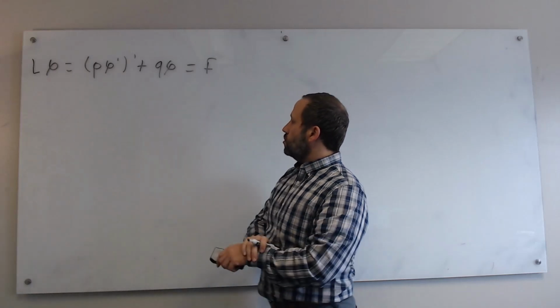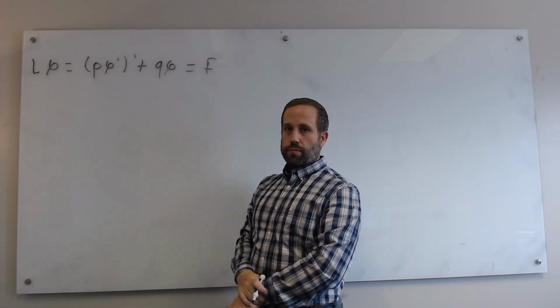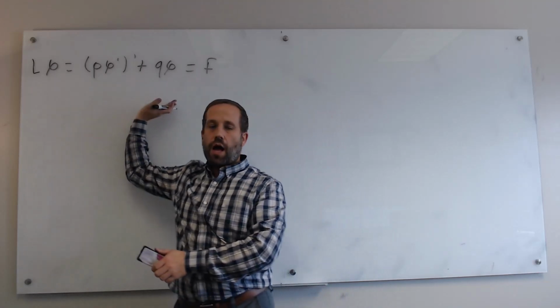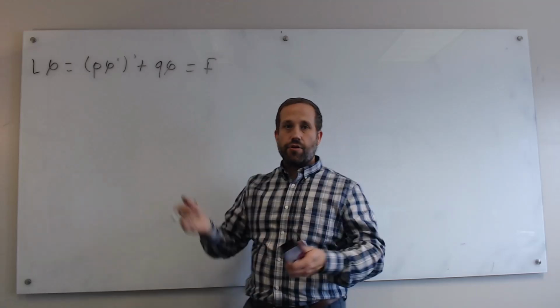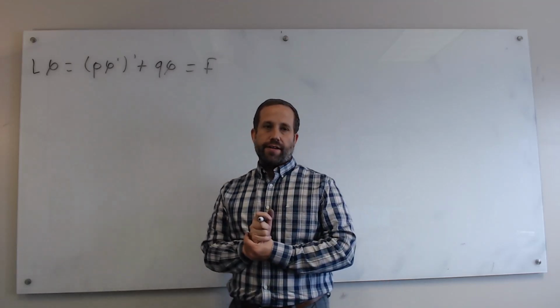Okay, so we're going to study this equation. This is a non-homogeneous Sturm-Liouville problem. This is a Sturm-Liouville operator. F is an external function, and so we want to look at Green's functions for ordinary differential equations.